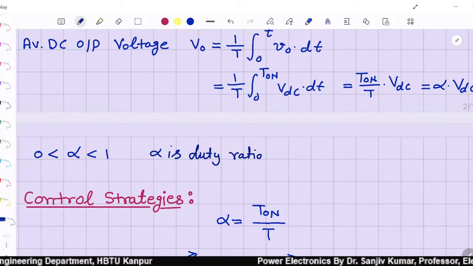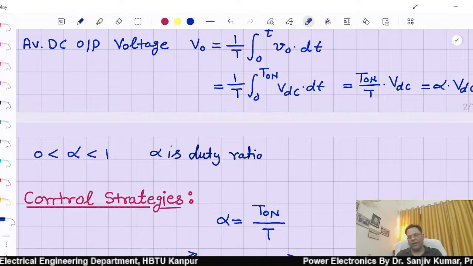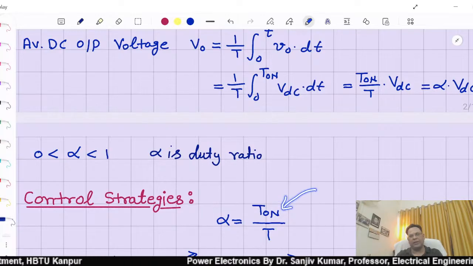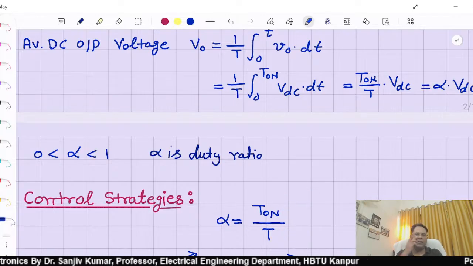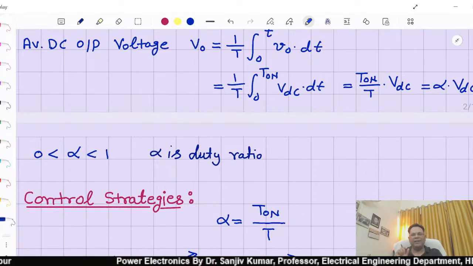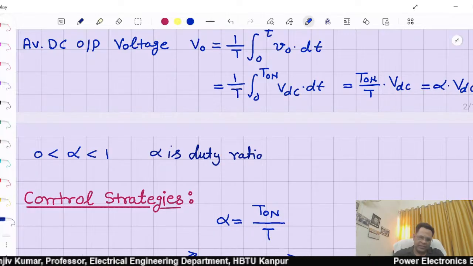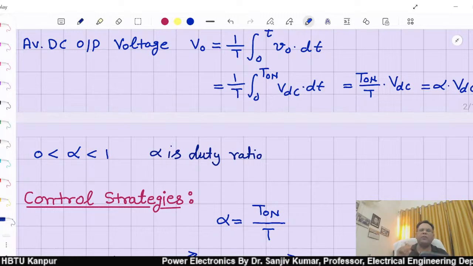Now let us talk about the control strategy. See, this alpha depends upon two factors. One is T on, the other one is T. So by varying either T on or T, we can vary the duty ratio, isn't it? Now, when we vary the T on, the duration of the pulse is varied. This is called pulse width modulation, right?